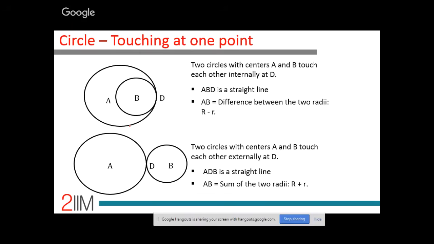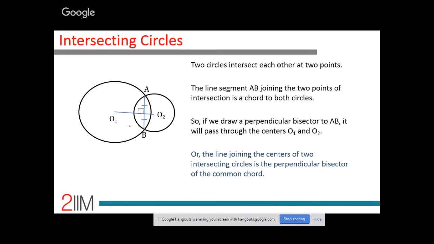If 2 circles have 2 points of contact, then they are said to intersect with each other. So circles like this are intersecting with each other. That line segment AB is a chord to both circles, or it's called a common chord. If you draw perpendicular bisector of AB, what do we know about that? It will pass through O1 and O2. Or line joining the centers of 2 intersecting circles is the perpendicular bisector of the common chord. Saying it the other way around.